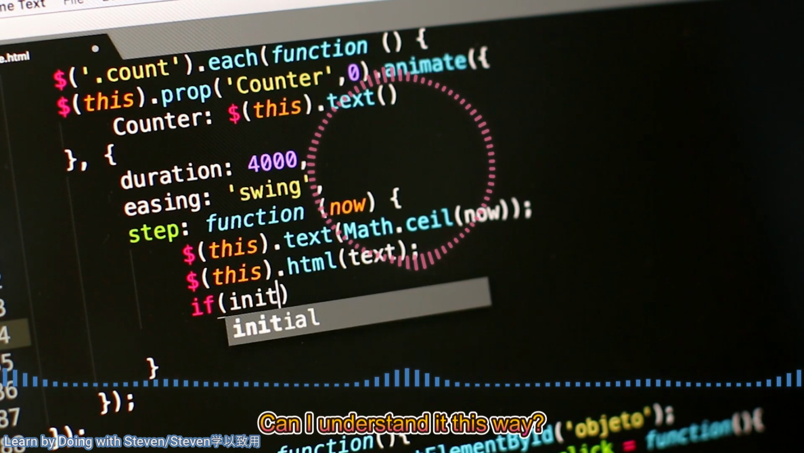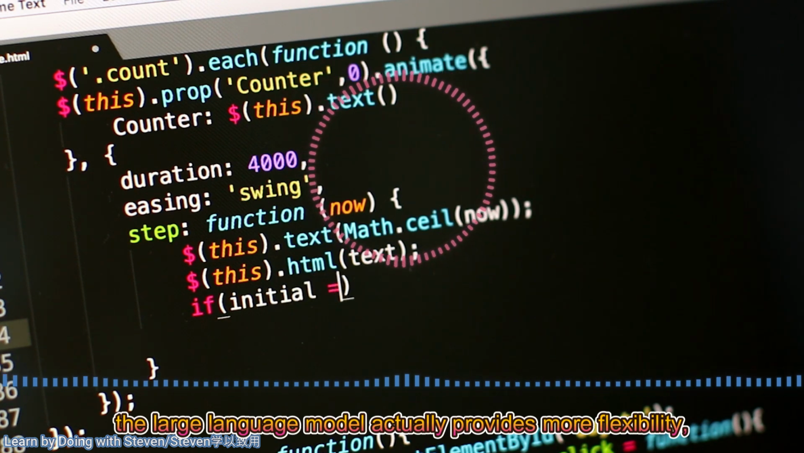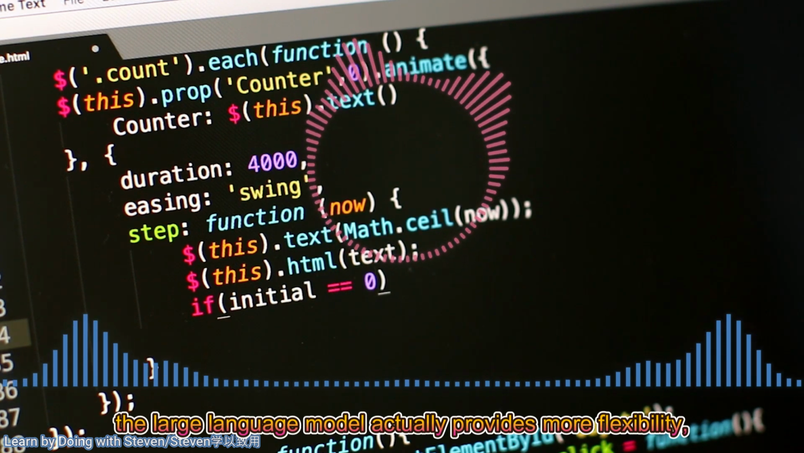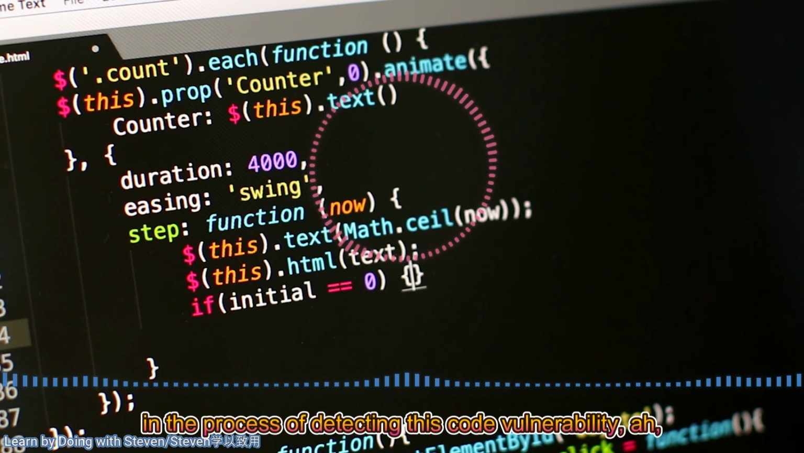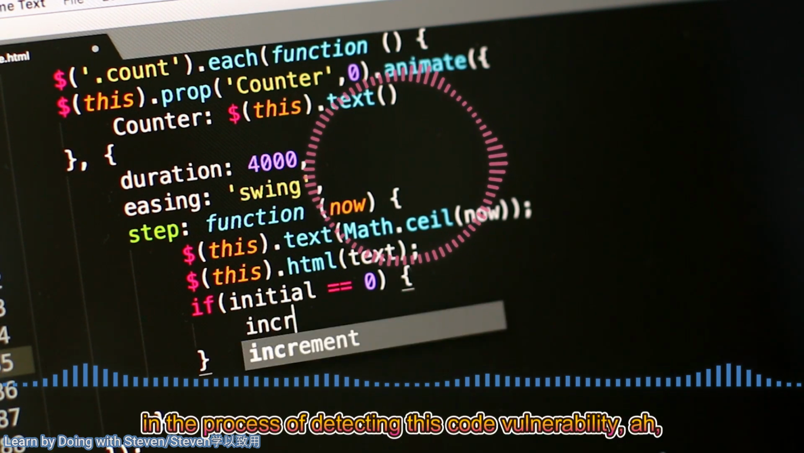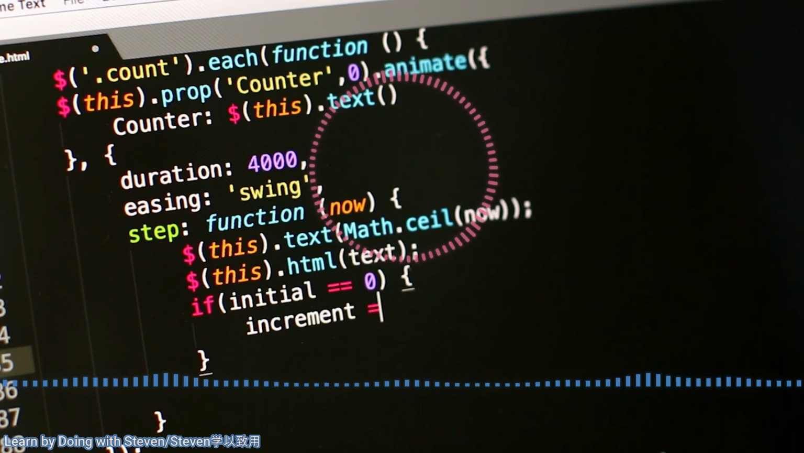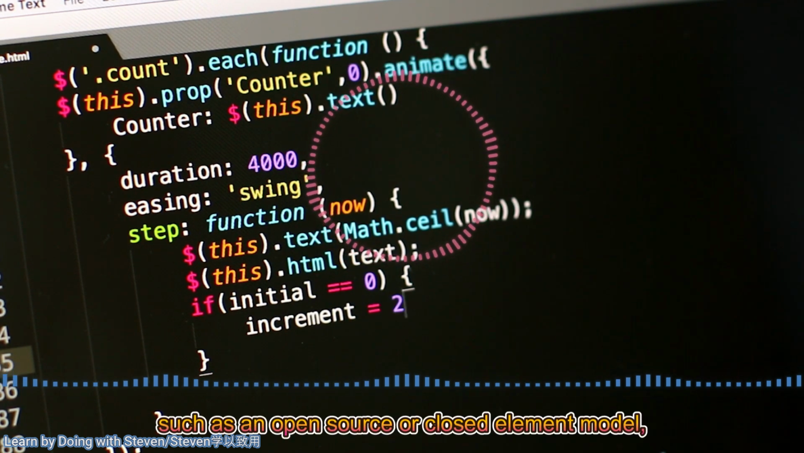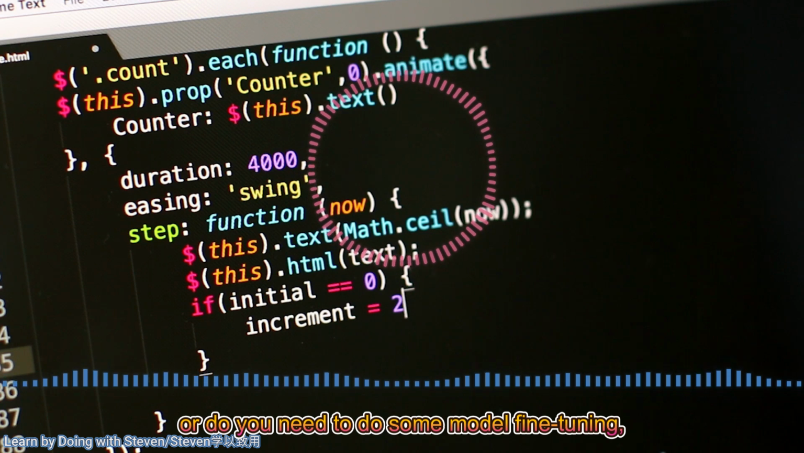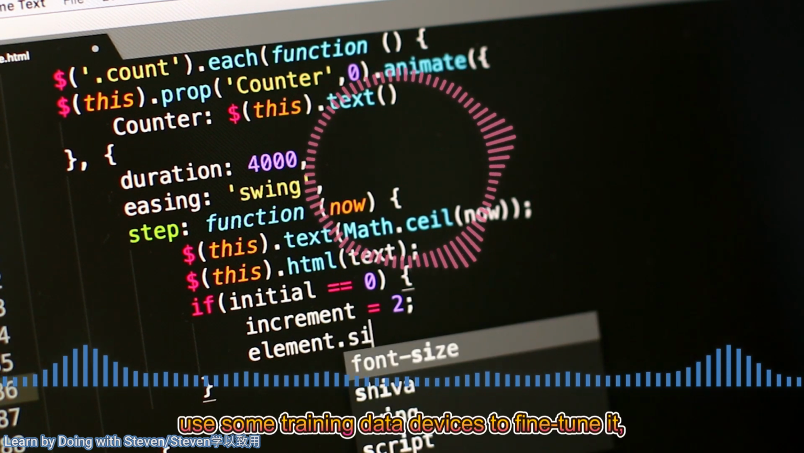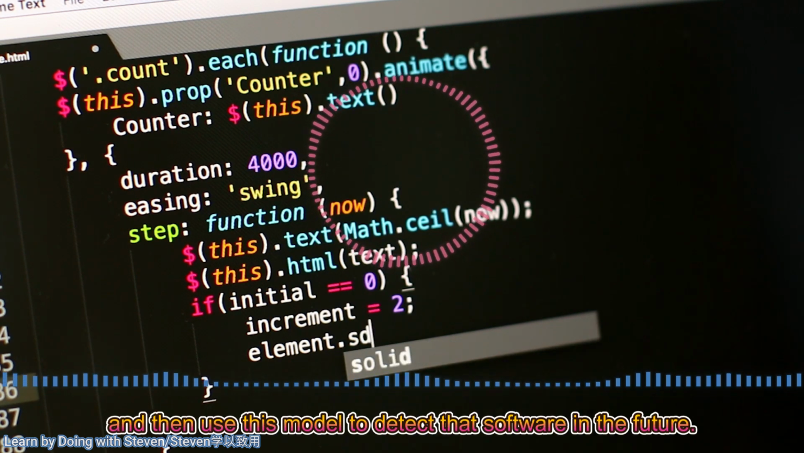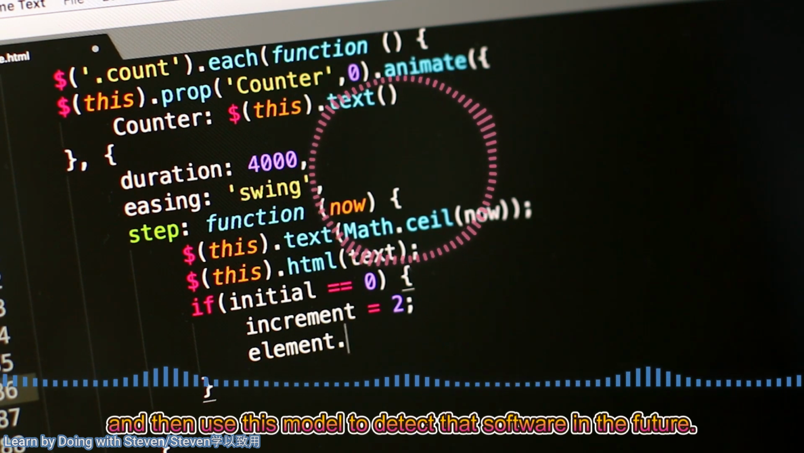Can I understand it this way? The large language model actually provides more flexibility. Compared with the previous models, in the process of detecting code vulnerabilities, do you directly use an existing open source or closed source model to detect? Or do you need to fine-tune the model, using some training data, and then use this model to detect software vulnerabilities in the future?